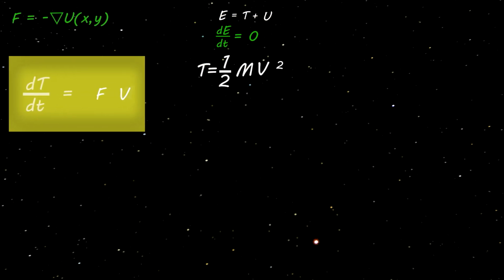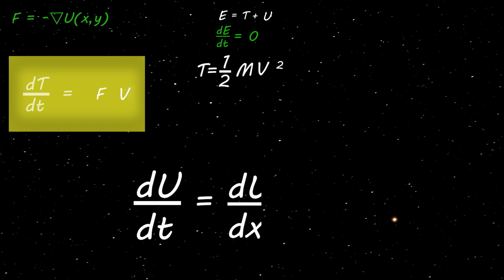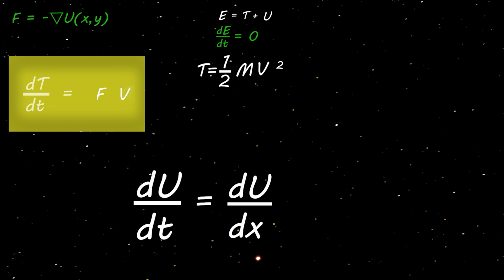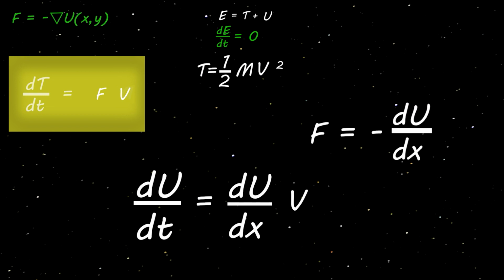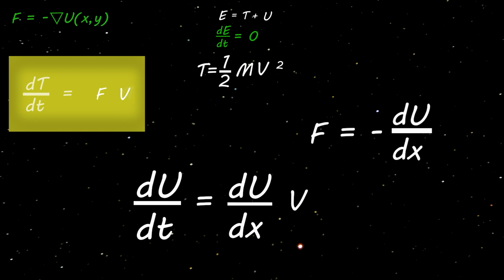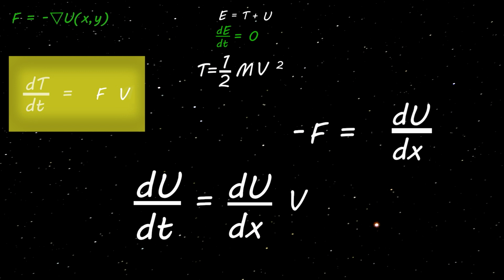How does potential energy change with time? Well, potential energy changes with position, and position changes with time. A position changing with time is also known as velocity. Remember, a force is a negative change in potential energy with respect to position. So how the potential energy changes with position is also the negative force.